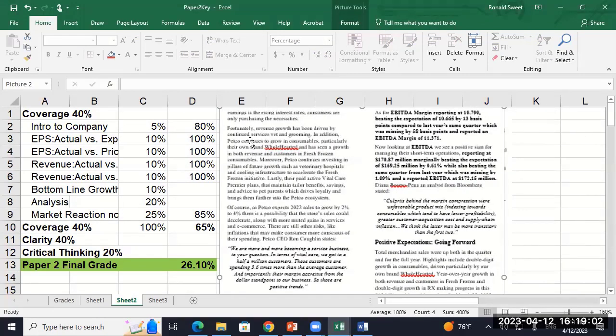Revenue growth has been driven by continued services, vet and grooming. In addition, Petco continues to grow. So she has a good discussion here. She expects 23 to grow by 2% to 4%. There is a possibility that, I'm not sure what the word "of course" means.